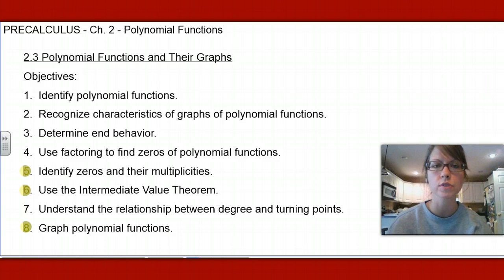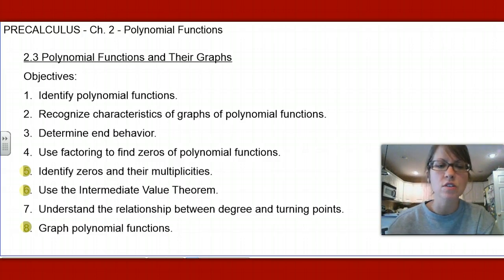There are just some rules. No dividing by x's, no negative exponents. Those are all part and parcel of other kinds of functions, but not polynomial functions. So take a look back at Objective 1.